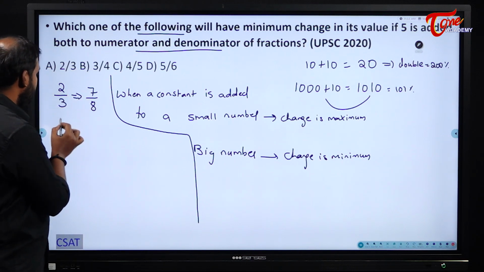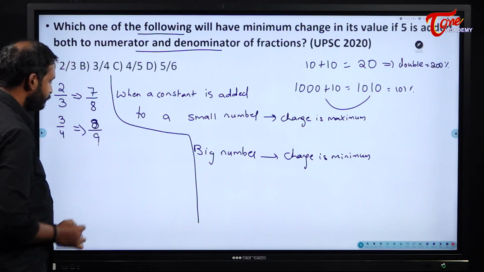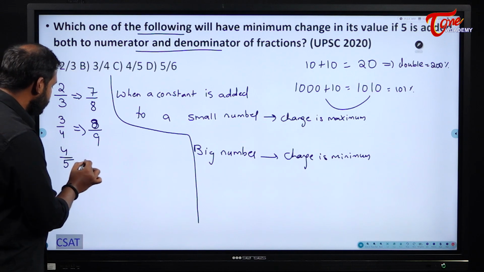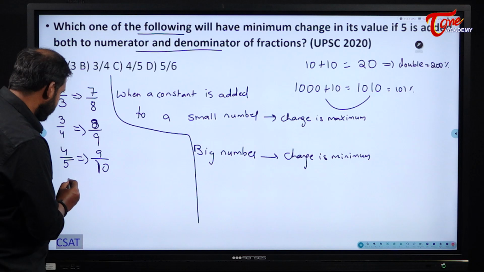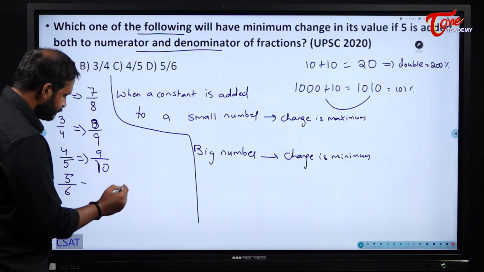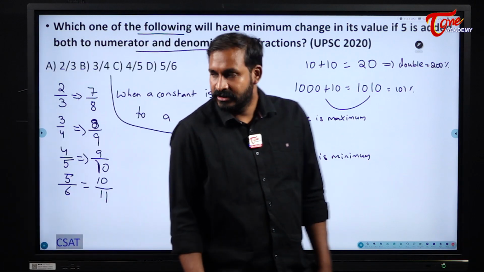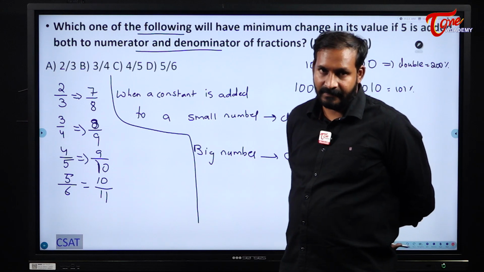And my second, 3 by 4 will become 8 by 9. 4 by 5 becomes 9 by 10. Next, 5 by 6 becomes 10 by 11. So these are the changes that will happen.